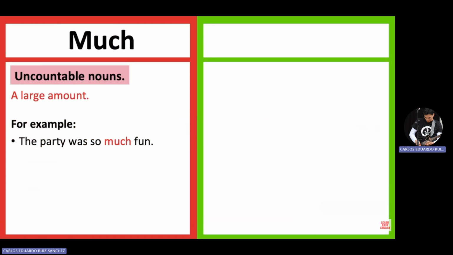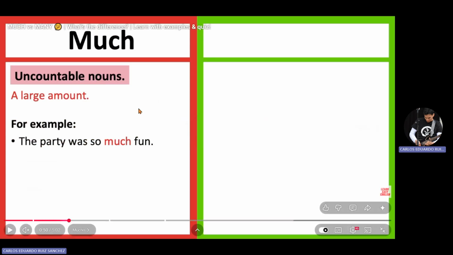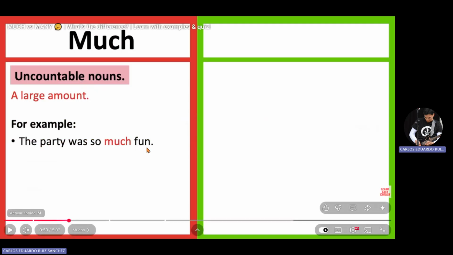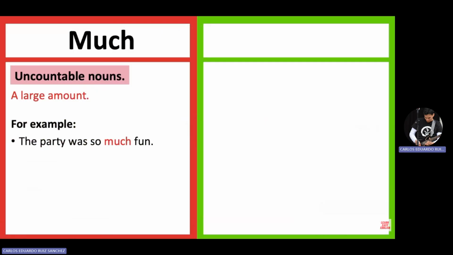She explained to us that fun is an uncountable noun. And why? Because we can't count the fun. Yes, in this case, the uncountable noun is fun. Nosotros no podemos contar la diversión. Yes, fun means diversión. ¿Qué tanta alegría? Mucha, mucha alegría, dice ahí. O muy. The party was so much fun. O diversión. La fiesta fue tan divertida, no la puedo contar.